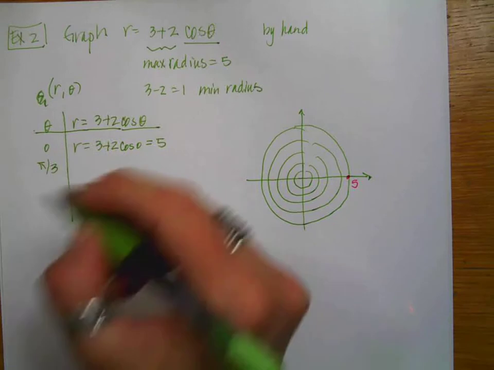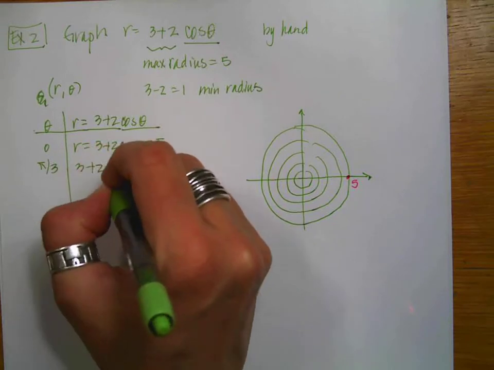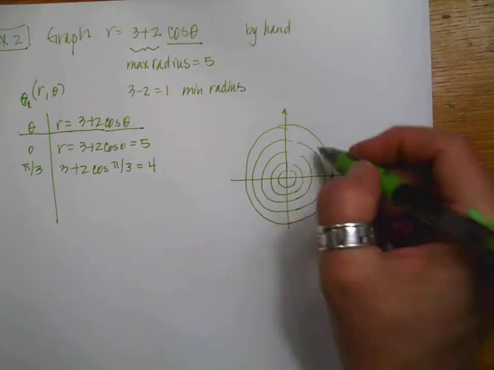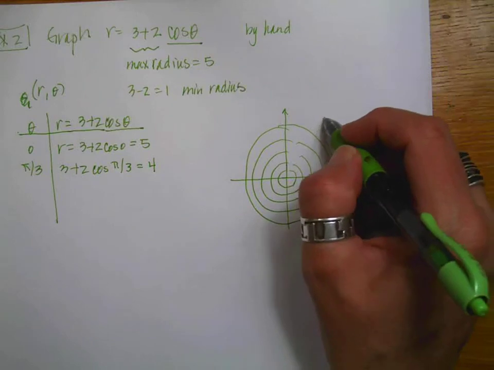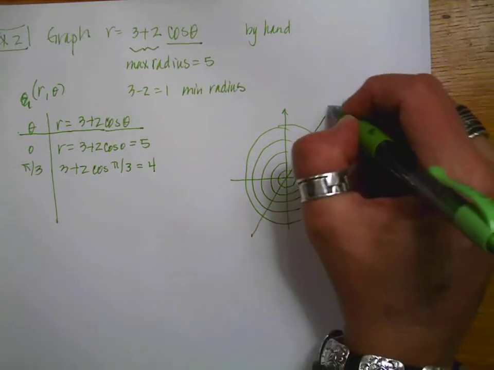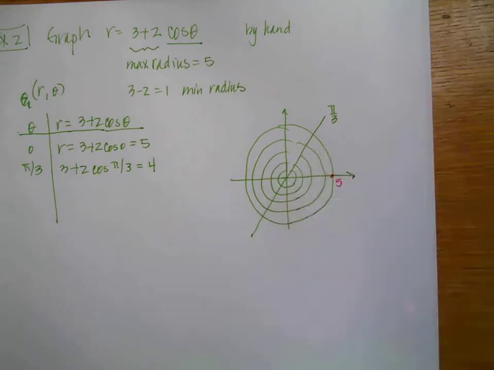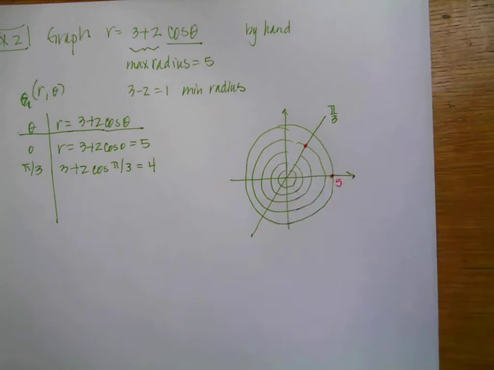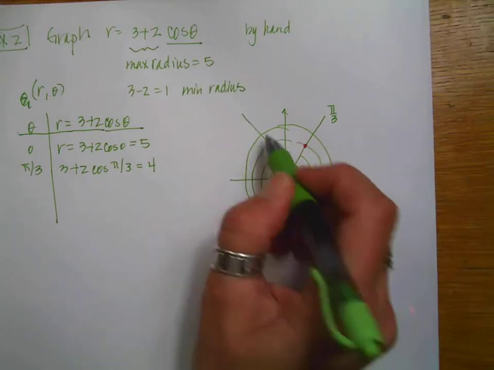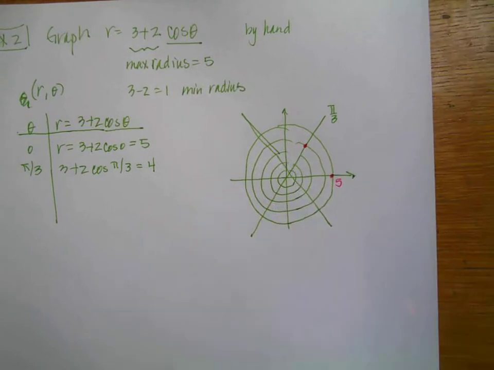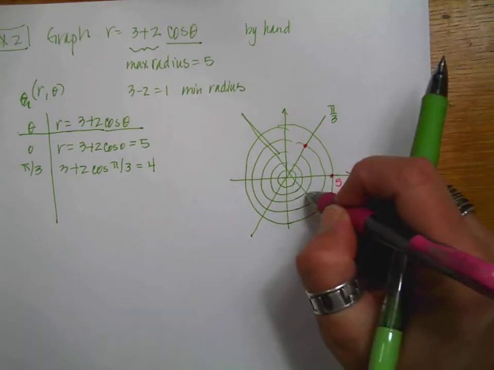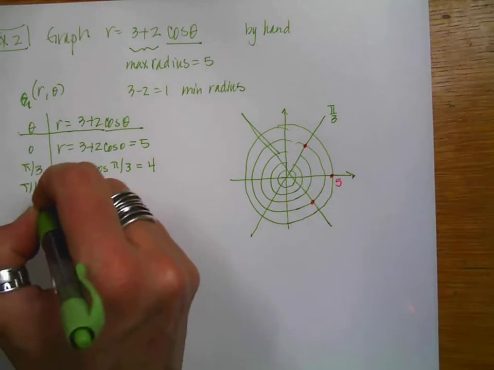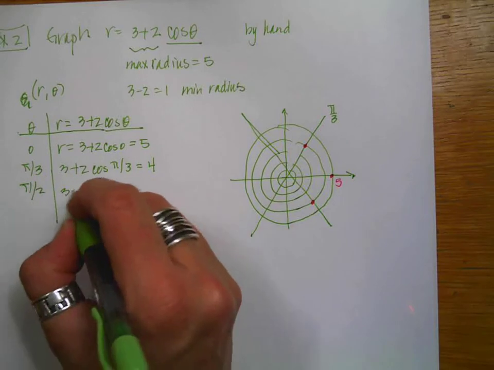The next angle that I'm going to choose is pi over 3, and I'm going to get 3 plus 2 cosine pi over 3, and when I do that math, I get 4. Pi over 3 is a 60, so I'm going to draw that line right here. At pi over 3, it is 4, so 1, 2, 3, this is 4, and then I need a pi over 3 down here. Then I'm going across the x-axis, 1, 2, 3, 4, and it's going to be about there.